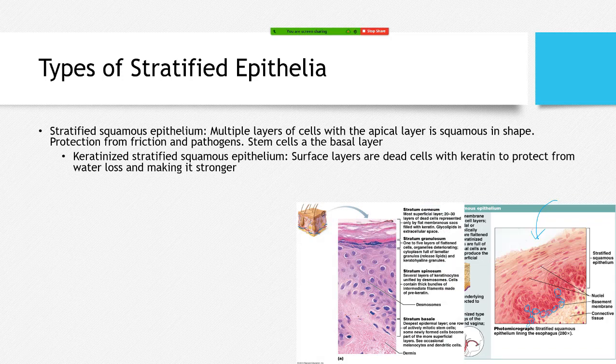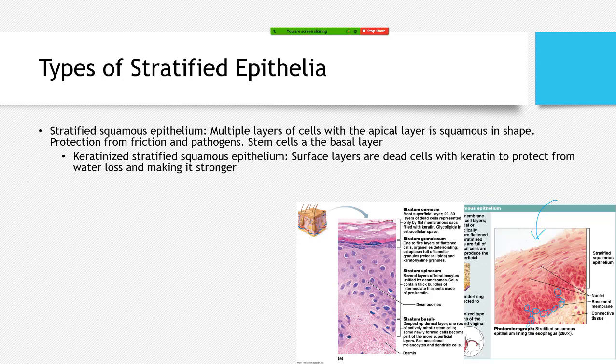All right, so there are different types of stratified squamous epithelium. One is keratinized stratified squamous epithelium. Keratinized means that it's going to have this protein called keratin inside of them. So keratin is going to make it waterproof, tougher, and stronger. But the downside is that it's going to cause these cells to also die off in the process, as they go further and further away from the connective tissue. So they will end up dying.